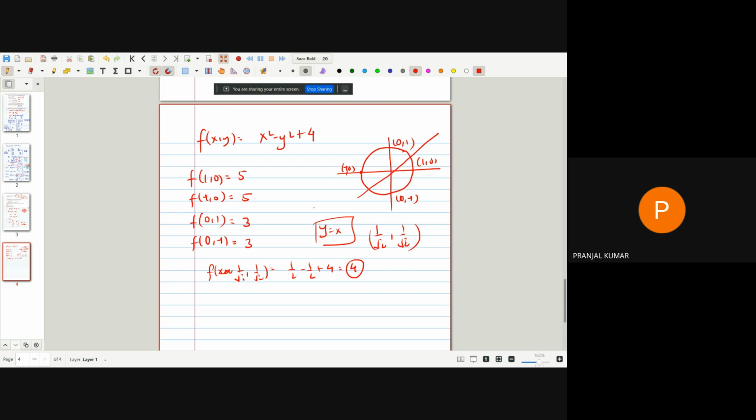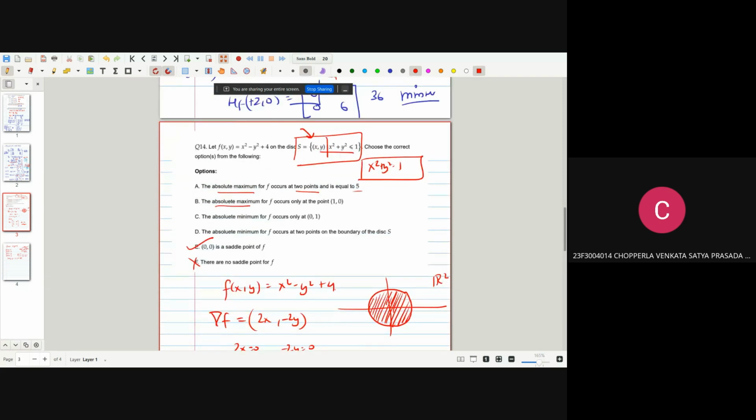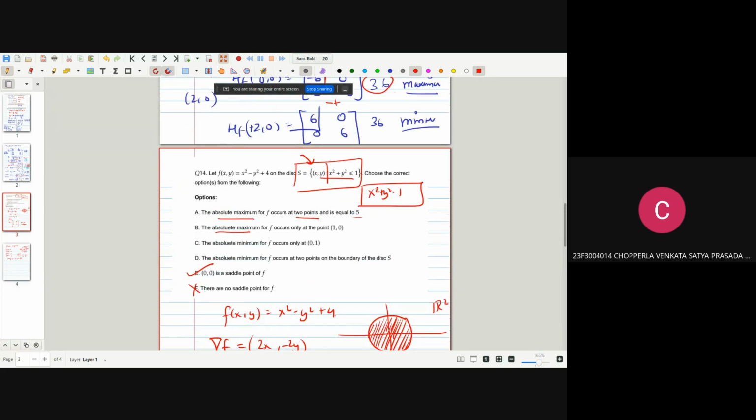So let's see. Let's try to evaluate what will happen. Sir, why did we find the function value at 1 by root 2 comma 1 by root 2? I didn't understand that point.